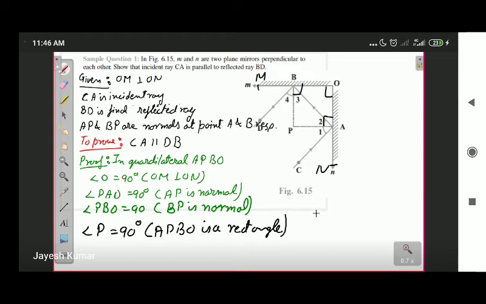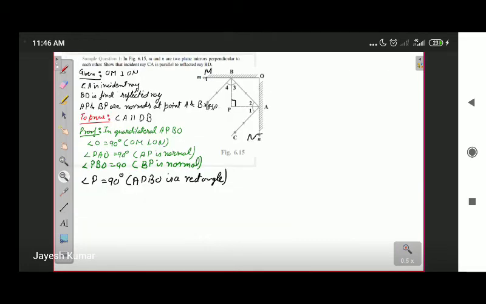Now, with getting angle P as 90 degrees, I am going to move to the triangle BPA. Let me remake the figure. This is point B, this is point P, this is point A, and this is 90 degrees. What I am focusing on is deriving the sum of these two angles.